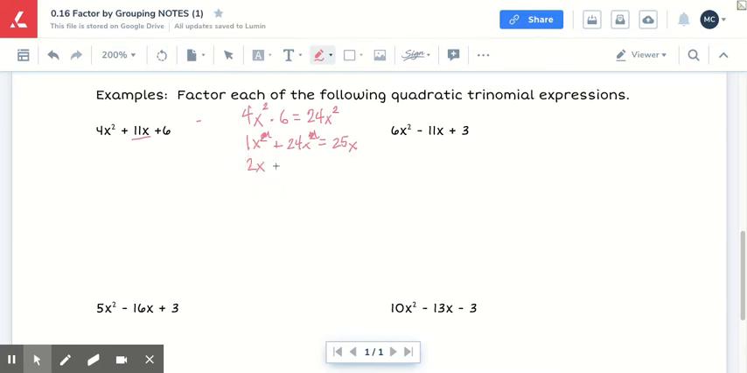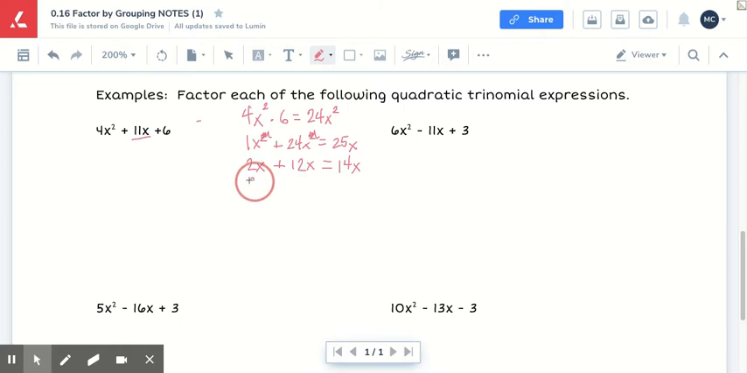My next pair would be 2x plus 12x. 2x times 12x would give me 24x squared. And if I add them, 2x plus 12x would give me 14x. And again, I'm trying to make 11x, and I don't have it yet, so I'm going to keep going.